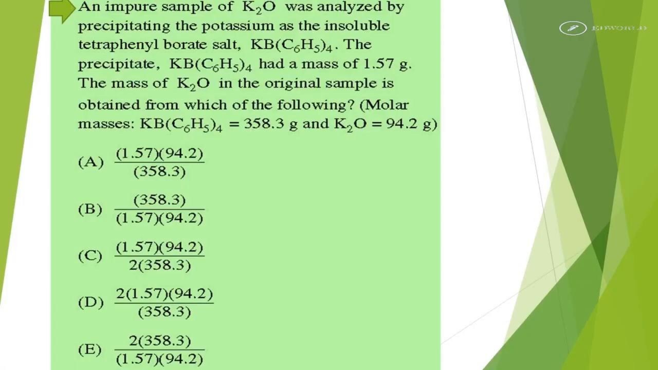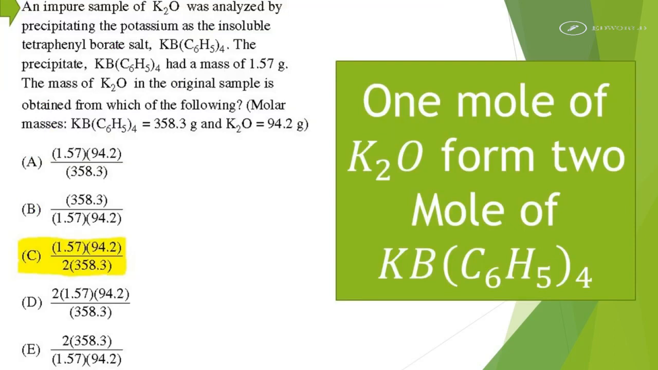An impure sample of potassium oxide was analyzed by precipitating the potassium as the insoluble tetraphenyl borate salt. The precipitate had a mass of 1.57 grams. The mass of potassium oxide in the original sample is obtained from which of the following? 1 mole of potassium oxide forms 2 moles of potassium tetraphenyl borate salt.